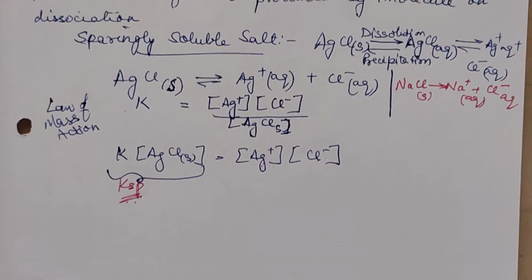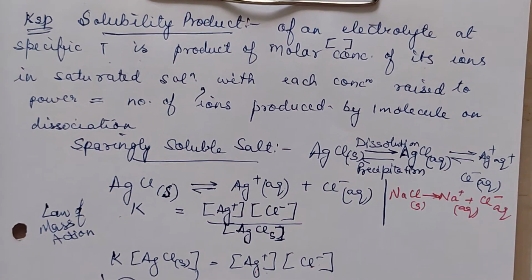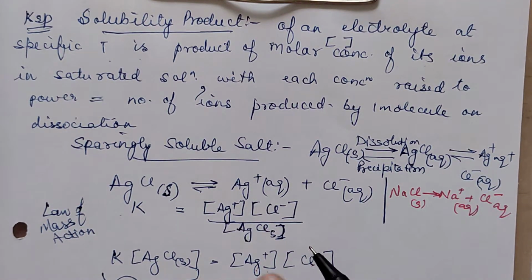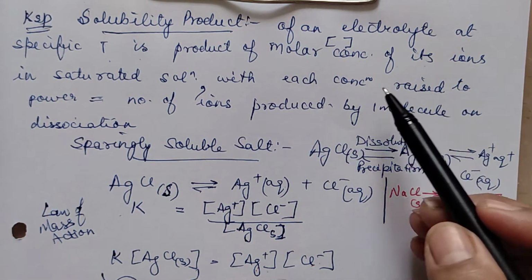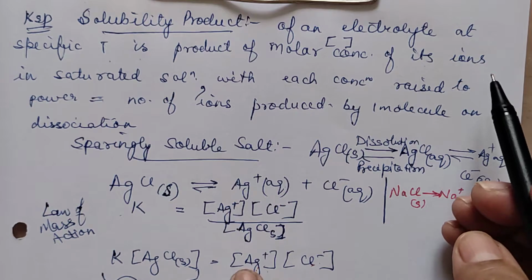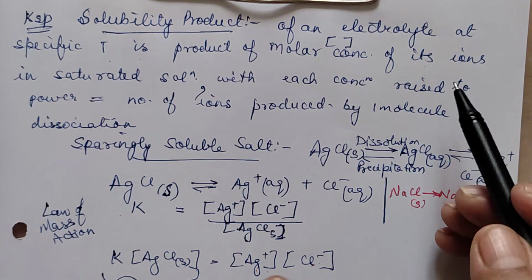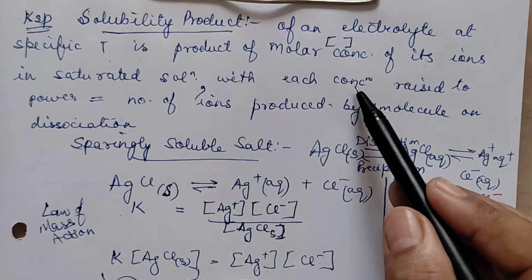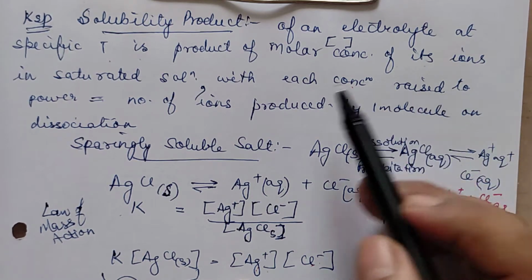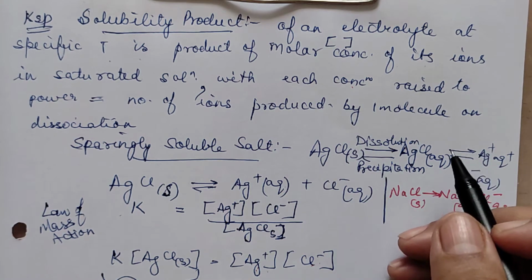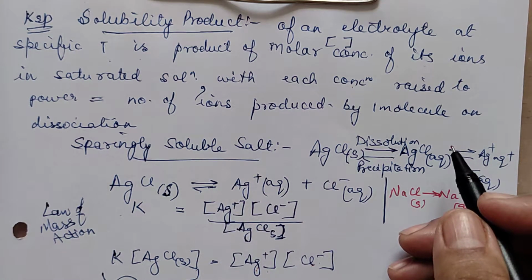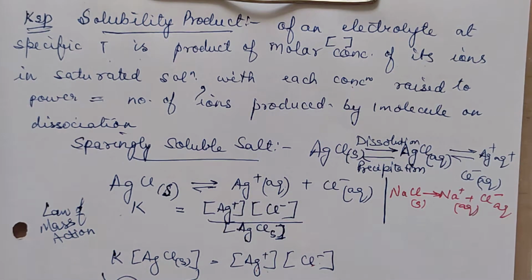I hope now the definition part is clear. That is what we said, and it is visible here: product of the molar concentrations of the ions in a saturated solution, with each concentration raised to the power equal to the number of ions produced by one molecule. Here it was producing 1 and 1 only, so the power was 1, and we are not raising it to any power.